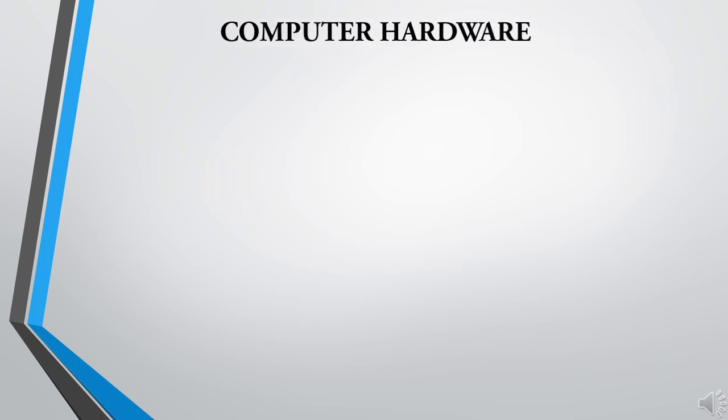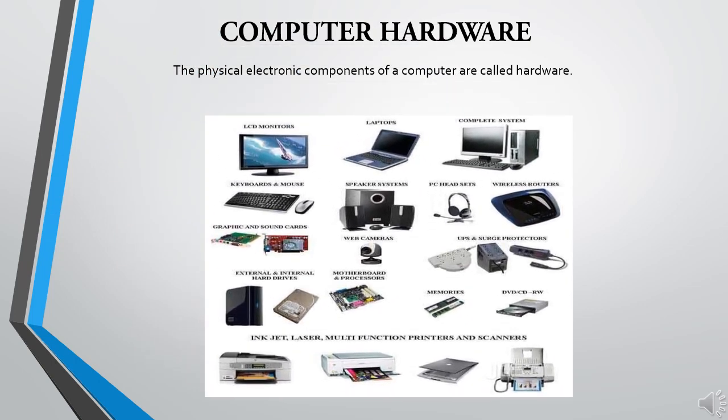Now let us learn about these parts. The first one is computer hardware. What is meant by hardware? The physical electronic components of a computer are called hardware. In other words, we can say that the parts which we can see, touch and feel are called hardware. Example: printer, monitor, CPU, etc. And here in this picture you can see some of the physical electronic components of the system.